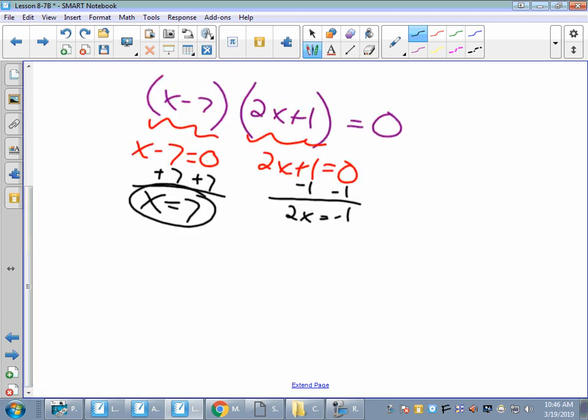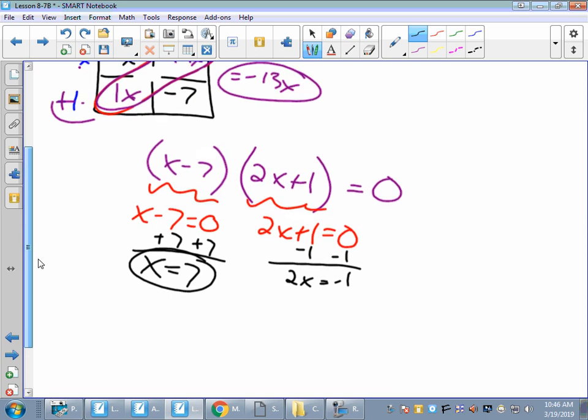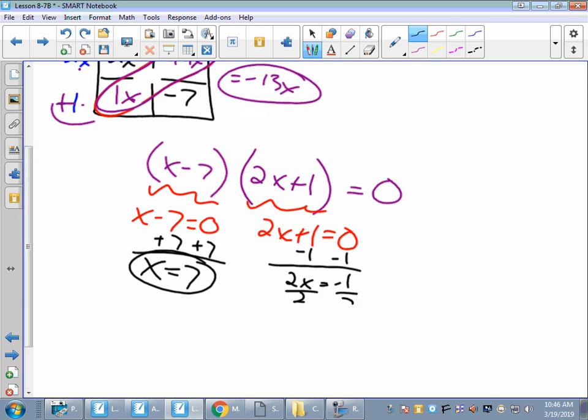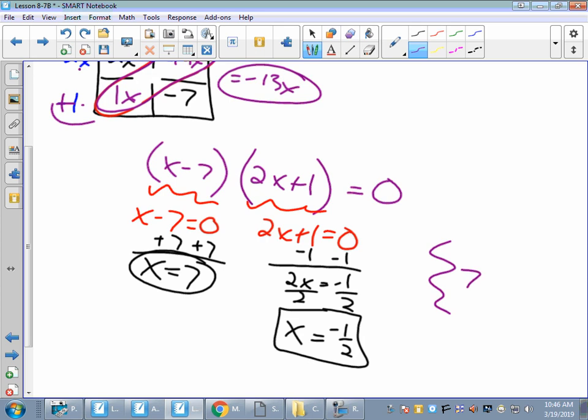But I still have to continue here, so I'm going to divide by 2, and x equals a negative 1/2. So there's my answers. Those are my solutions. But the last thing I have to do, remember, is put it in set notation. So I just bring those answers over here, and I'm going to say my answers are 7 and negative 1/2. And away we go. Okay? So that is about it.